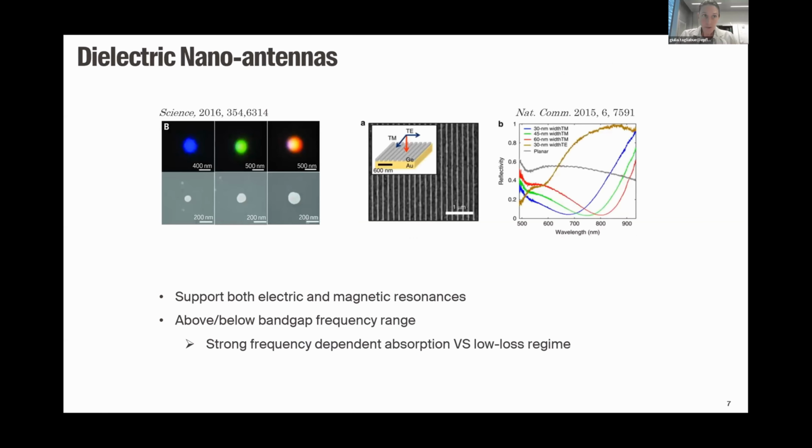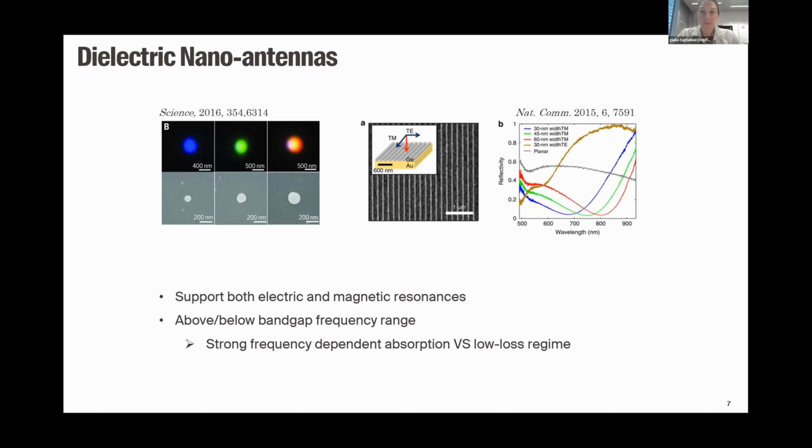So to start from the beginning, our main characters in this story are the dielectric nanoantennas. We all know them in the photonic community for their optical resonances that can be tuned similar to the plasmonic ones. And what is particularly interesting and has attracted a lot of interest is the fact that they can support both electric and magnetic resonance modes that then give more flexibility when designing, for example, the forward versus the backward scattering properties of a metasurface.